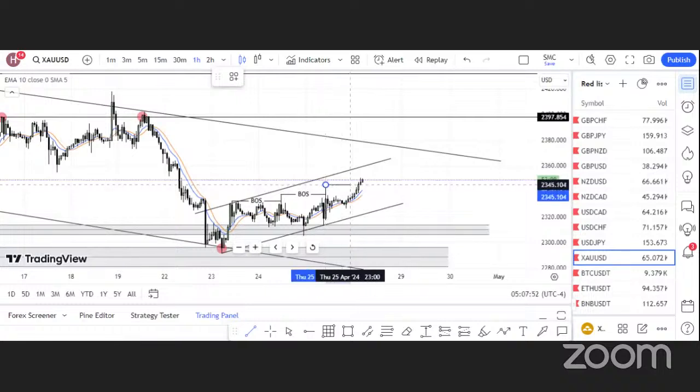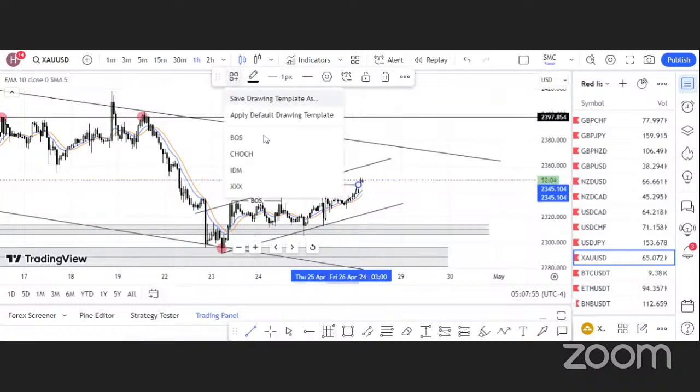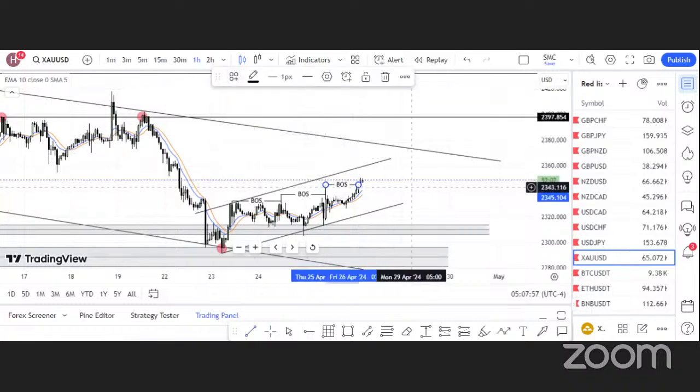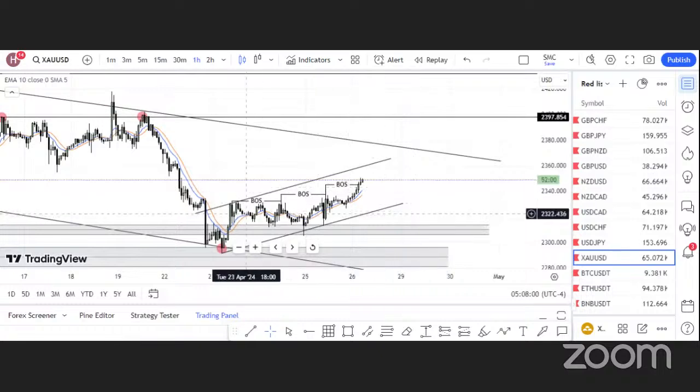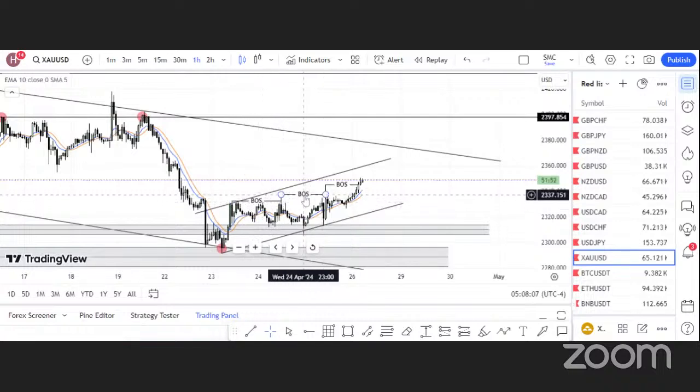For me, I love labeling my chart just to have a clear understanding. I don't want to go back and be thinking, what did I say the market is going to be doing around here? I already know I have a break of structure here, another break of structure, and I have the third break of structure here.